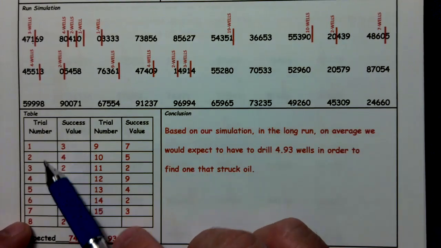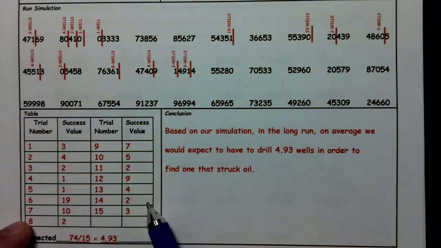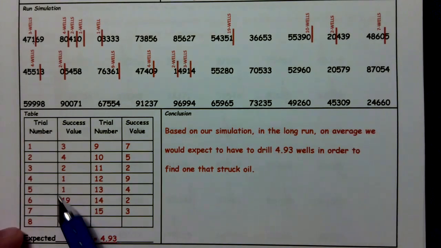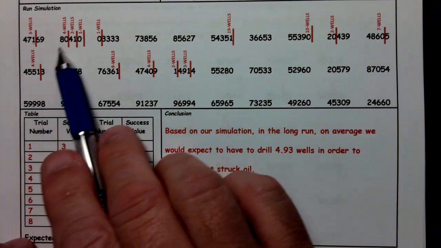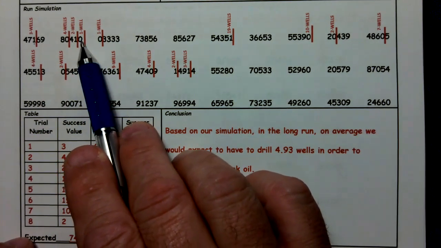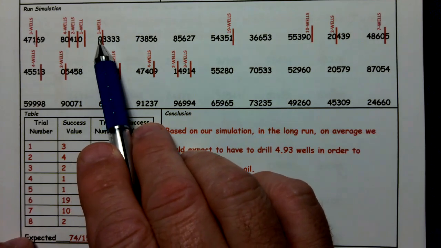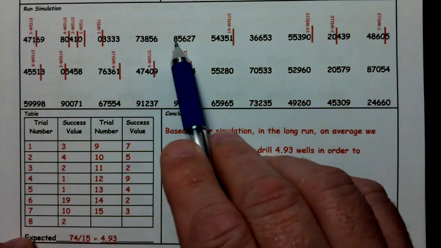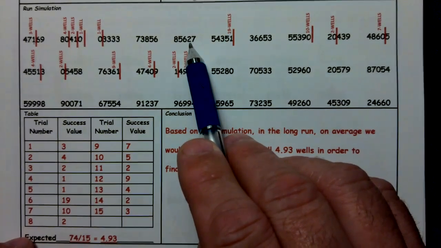And when I filled out my table and added them all up, and I hope I didn't make any mistakes, because sometimes I do, counting is not a strength of mine, I found that trial number 1, 3 wells. Trial number 2, 4 wells. Trial number 3, 2 wells. Trial number 4, 1. Trial number 5, 1. Trial number 6, 19 wells.